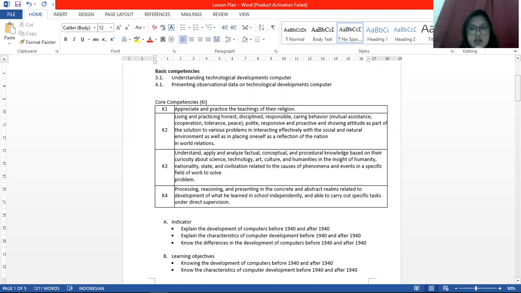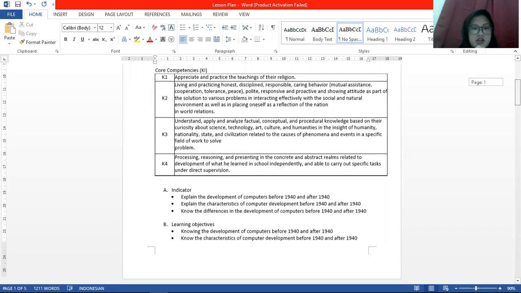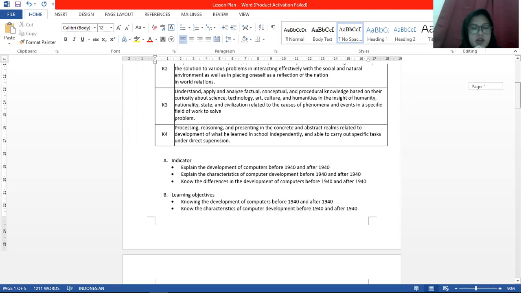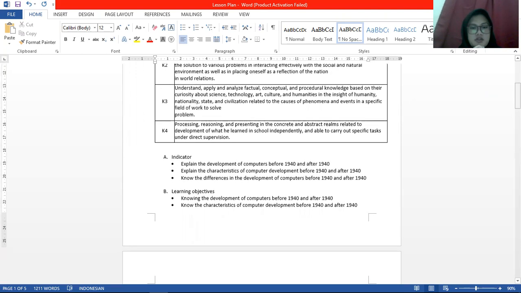And then K3: understand, apply and analyze factual, conceptual, and procedural knowledge based on their curiosity about science, technology, art, culture, and humanities. And then K4: processing, reasoning and presenting in the concrete and abstract realms related to the development of what we learn in school independently.